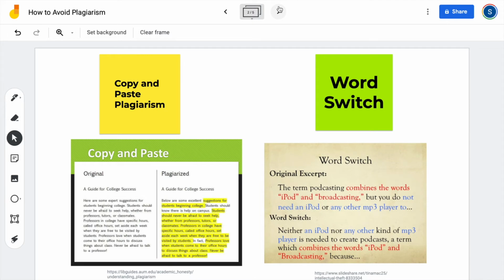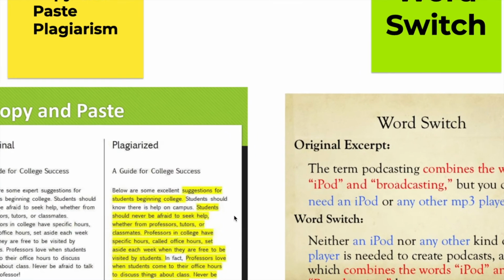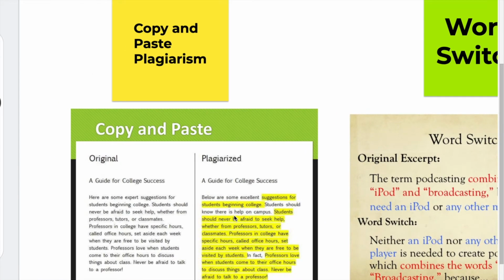Okay, so these are the two common examples of plagiarism. So there is copy and paste plagiarism and word switch plagiarism. Now, copy and paste plagiarism is directly copying and pasting from a source. So let's look at this example here.